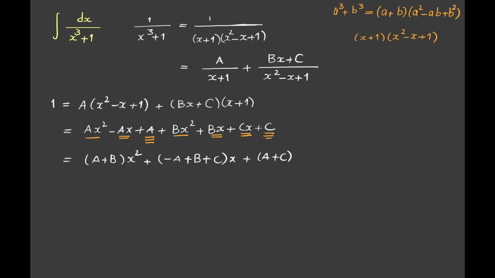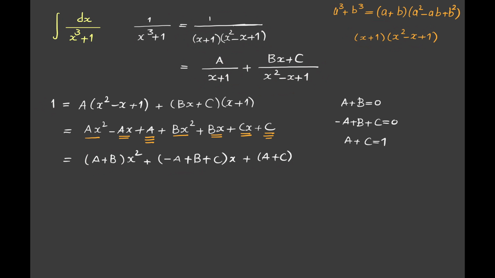So it means that a plus b, which is the coefficient of x squared, should match the x squared coefficient here. But on the left hand side, I do not have any x squared, so a plus b should be 0. The same is true for this one: I do not have any x involved, so the coefficient of x should also be 0. So it's minus a plus b plus c is equal to 0. And then a plus c, which is my constant term, should match with 1. So a plus c should be equal to 1.